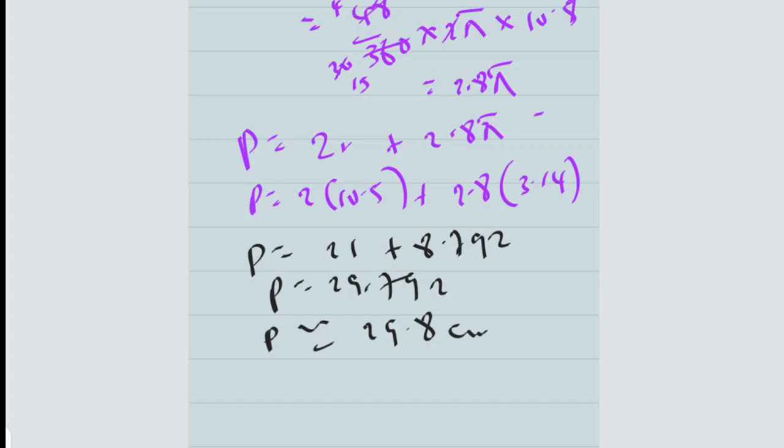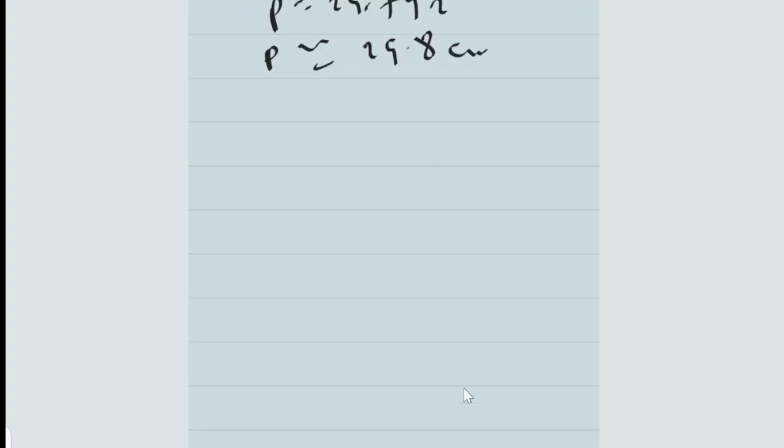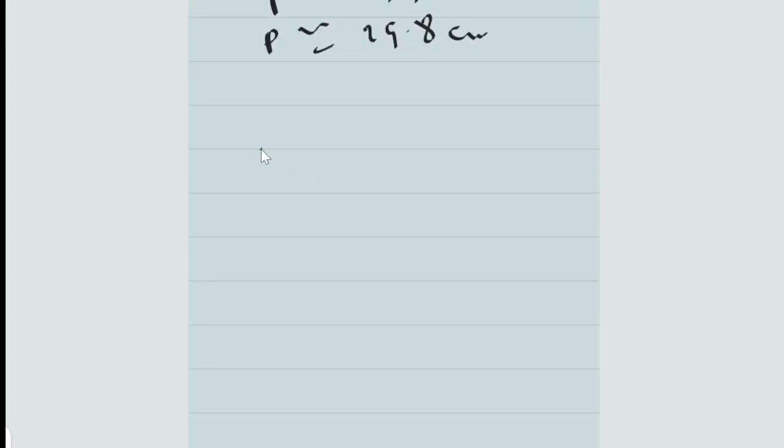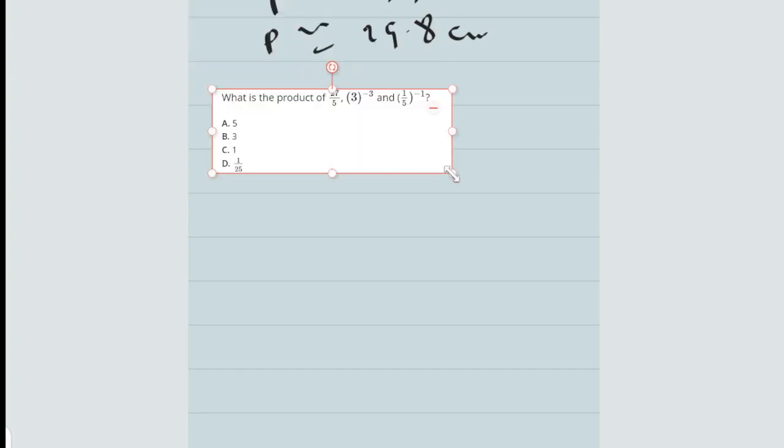So another question. You can see the length of an arc, sector also comes out in the last question as well. So that's telling you what is coming out in your exam. Just try and make some effort.